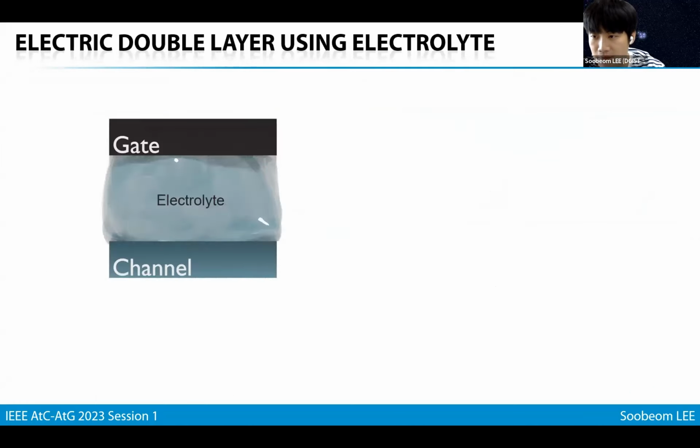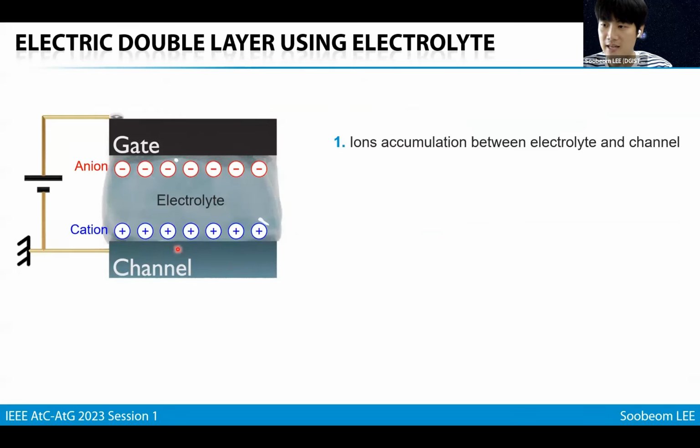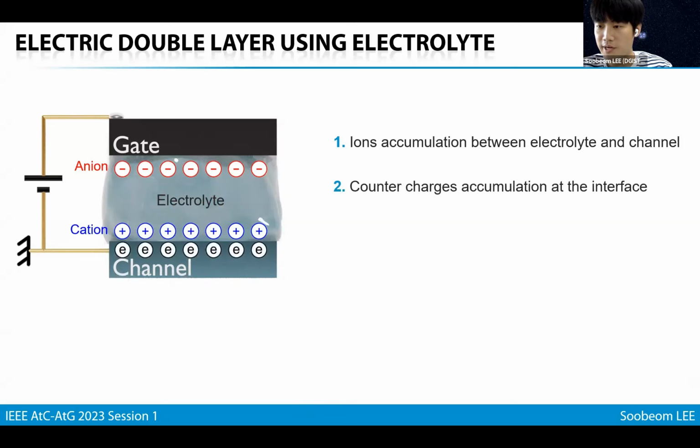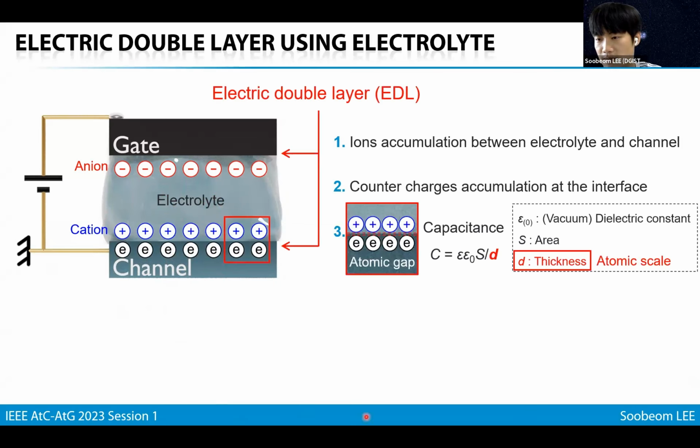We now change the topic from spin orbit torque to electric double layer. Recently, electrolytes have attracted much attention for electric gating. If we apply a gate voltage between the gate and the channel where electrolyte is sandwiched, cations and anions in the electrolyte are polarized. Subsequently, accumulated cations at the interface induce accumulation of counter charges in the channel. Here, the structure of anions, cations, and counter charges is called the electric double layer.